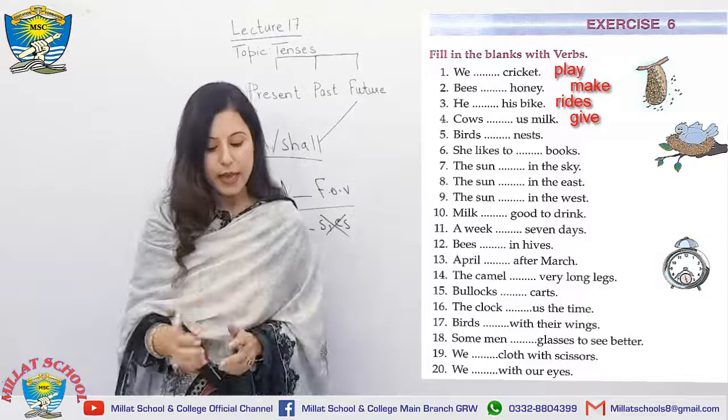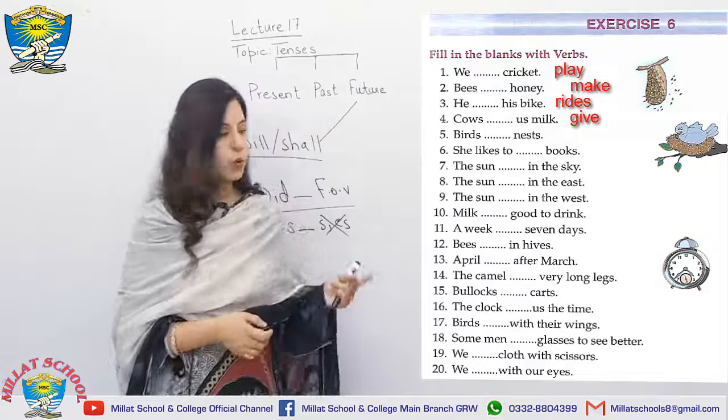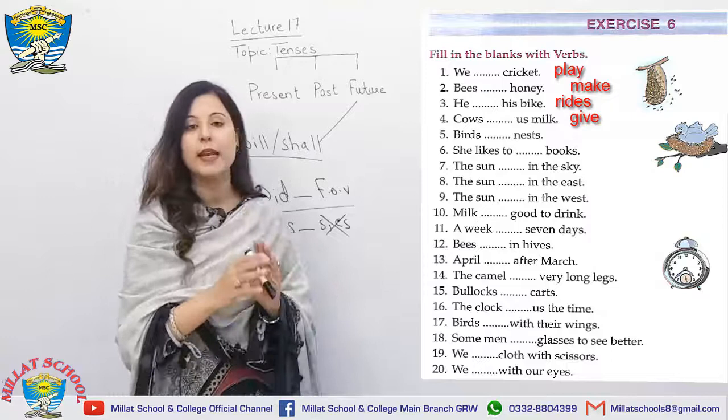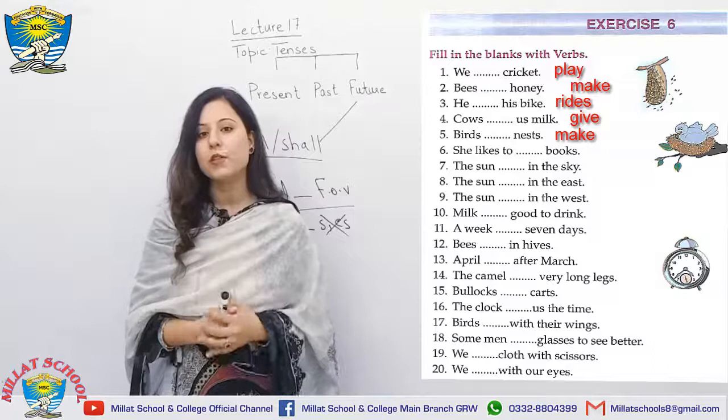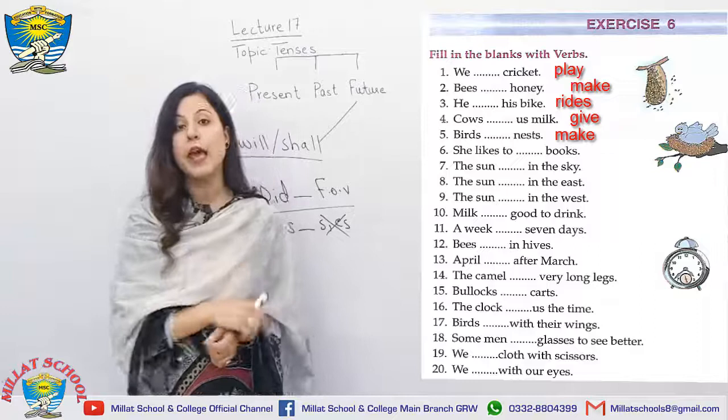So the next sentence is number 5, birds dash nests. What do birds do? Again, we are going to follow this criterion that birds are plural, and we are not going to add any S or ES to it. So birds make nests. I hope that this was a beneficial lesson for you, and the rest of the sentences will be done by you yourself as your homework. This is your task, not mine.